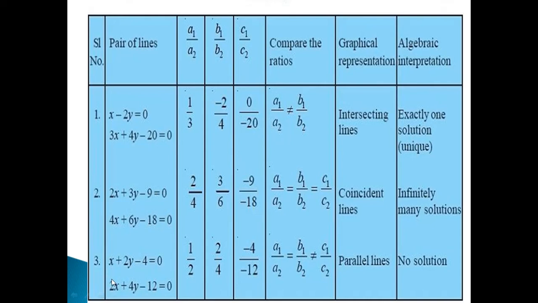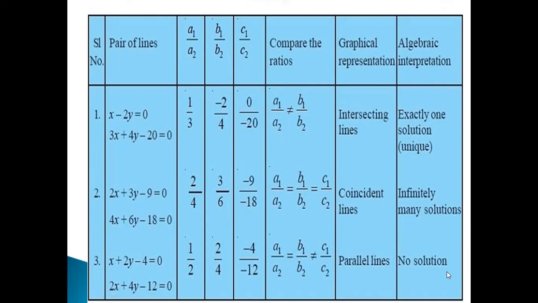Here also we are getting a1 by a2: a1 is 1, a2 is 2, so a1 by a2 is 1 by 2. And once again b1 by b2 is 2 by 4, which is 1 by 2. And c1 by c2 is minus 4 by minus 12, which is 1 by 3. That means a1 by a2 is equal to b1 by b2 is not equal to c1 by c2. The lines are parallel lines, no solutions.